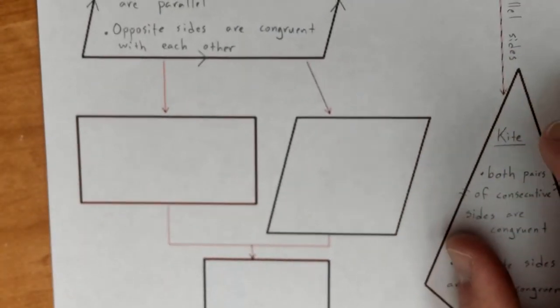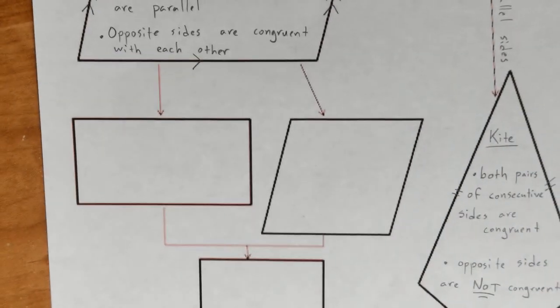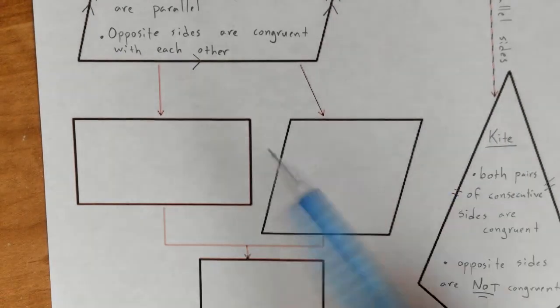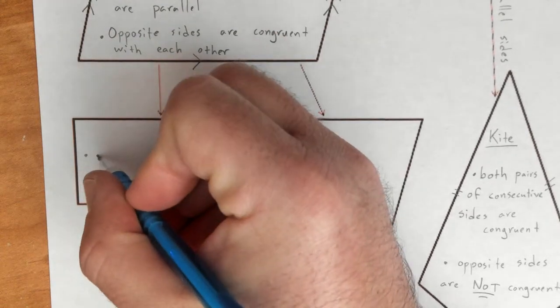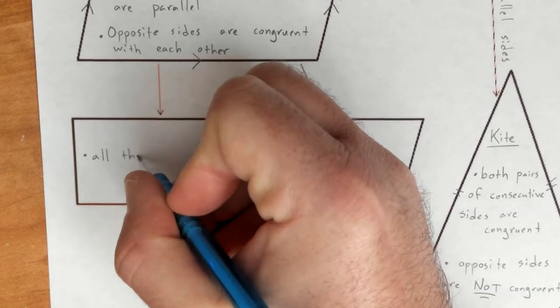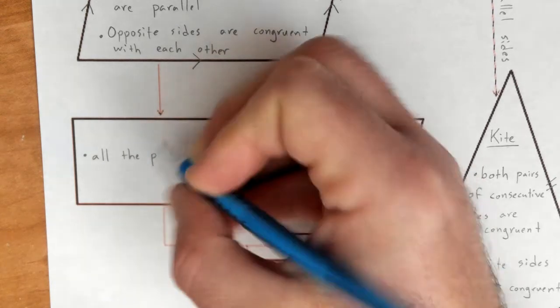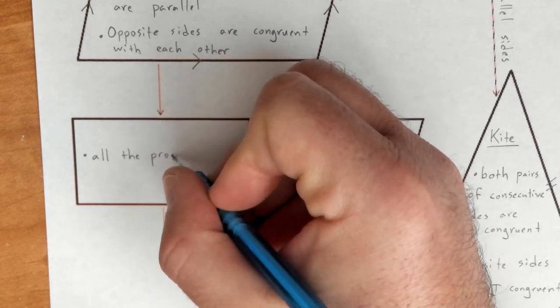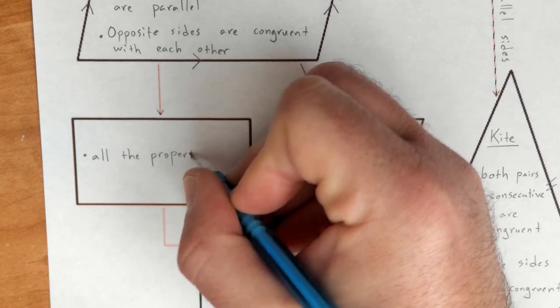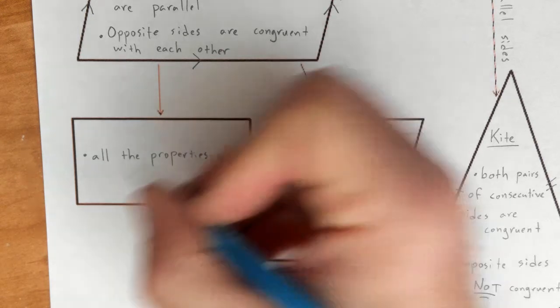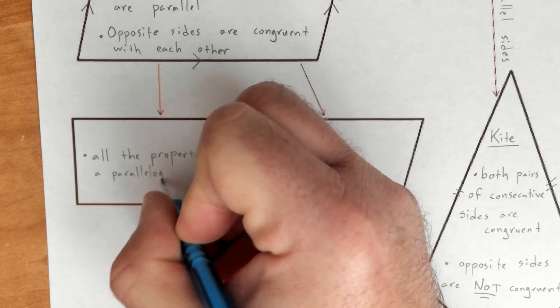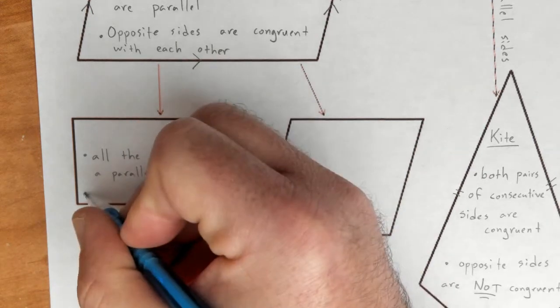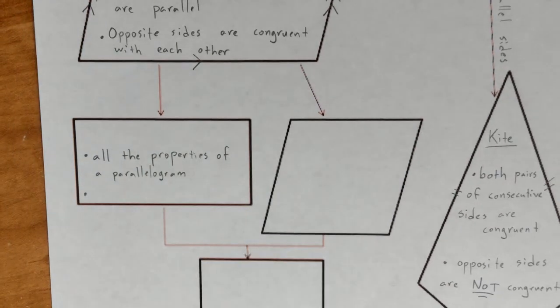Everything down under here will also be a parallelogram. Okay. This first parallelogram has all the properties of a parallelogram. Parallelogram, yeesh, it's hard to say so many times. All the properties of a parallelogram. But there is one difference. There is one big difference.